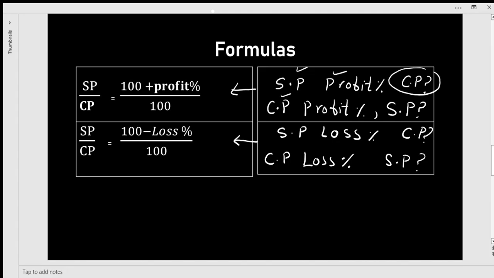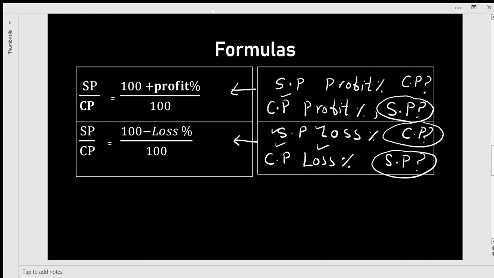When CP and profit percentage is given, you can find SP. Similarly, if selling price and loss percentage is given, you can find cost price. And when cost price and loss percentage is given, you can find selling price. So this is a versatile formula, students. You don't have to use those profit percentage formulas. You can directly use this formula and get the answer. Now let us see an example based on this.